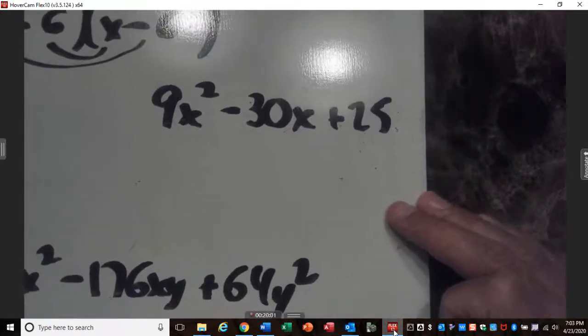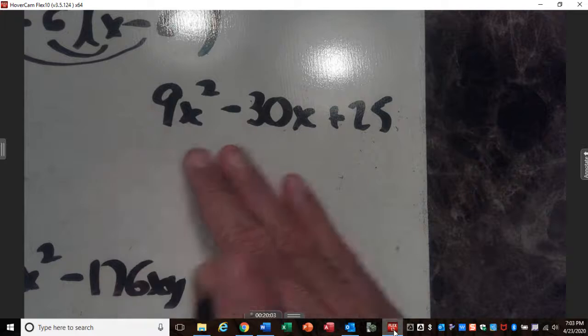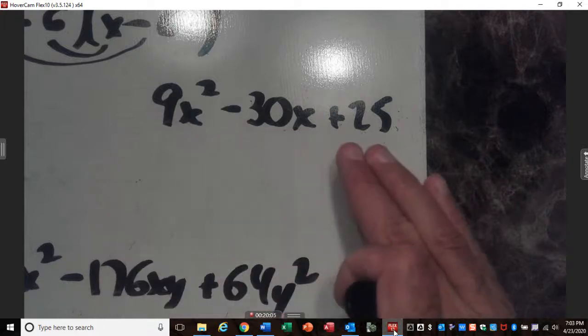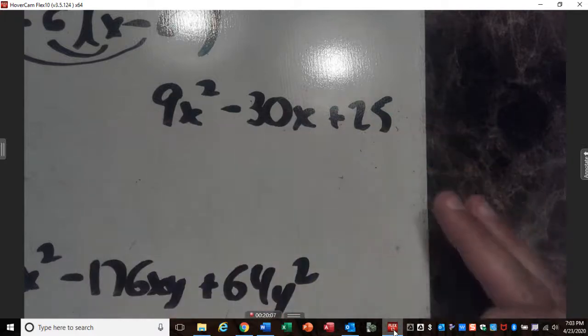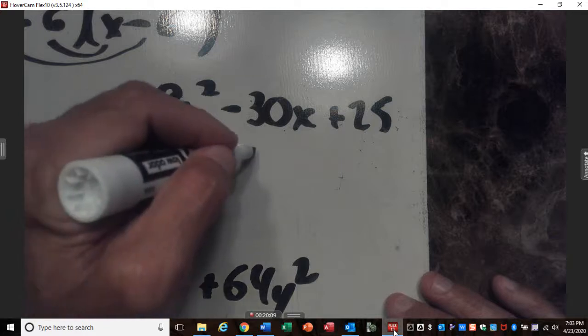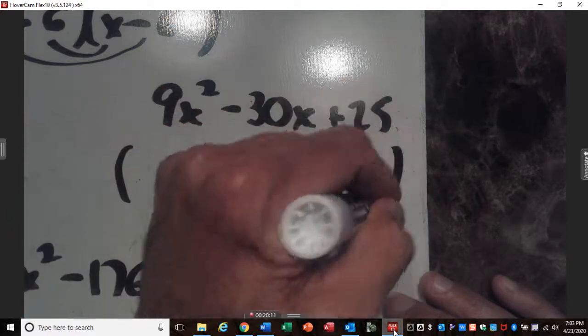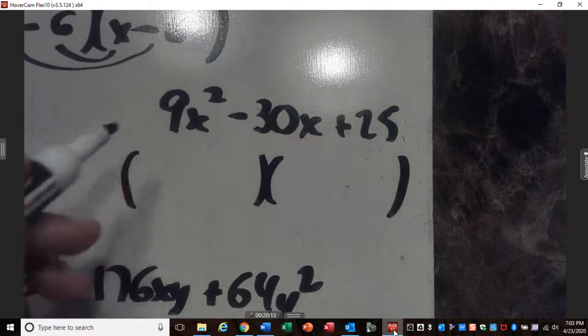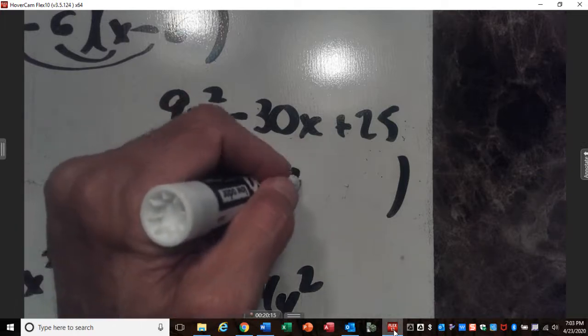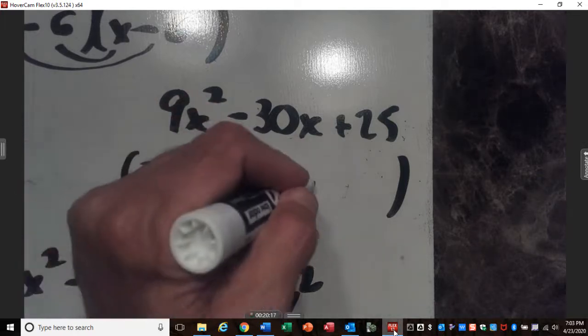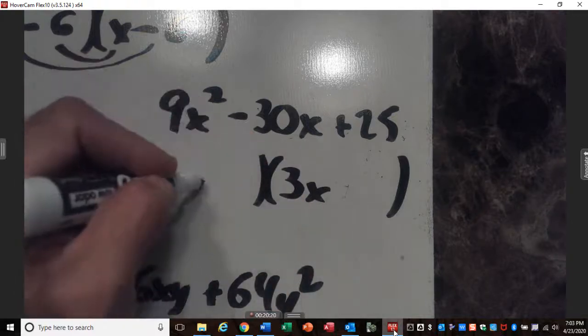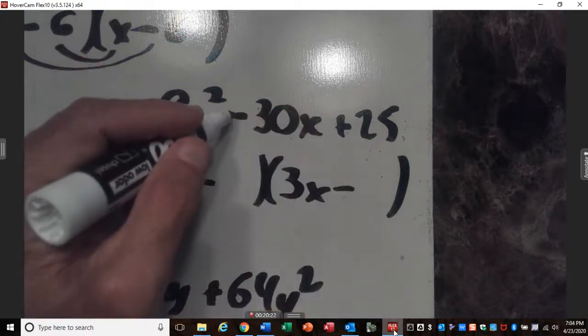Okay, let's do another U try. Let's give this one a try here. Perfect square, nothing to factor out. Just open up your parentheses. 9 is 3, so 3 and 3. x and x. Two minus signs, because that middle term is negative.